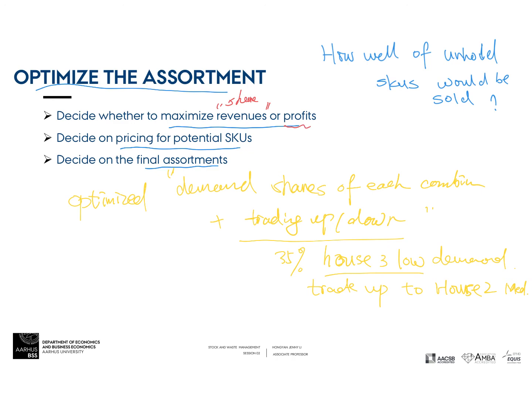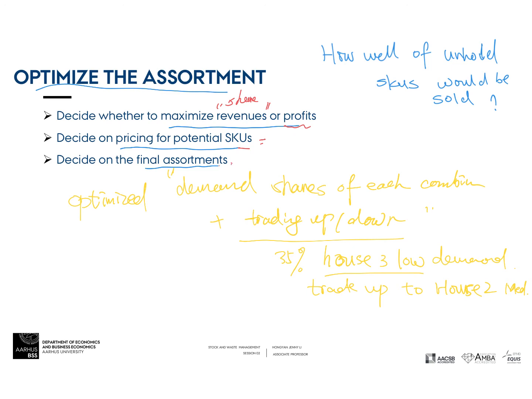And then decide on pricing for potential SKUs. When the customer makes decisions for trading up or trading down, they need to know the price, so the price plays a critical role. The idea the article mentioned is that they could reduce the higher SKUs price or increase a little bit the lower SKUs price, and then customers may trade up more from the house 3 low items. And then decide on the final assortments.